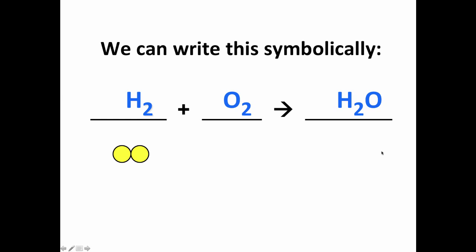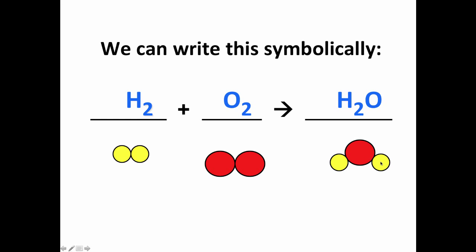We can also look at this in terms of little models of the molecules. There's a hydrogen molecule, two H atoms bonded together. Here's an oxygen molecule, two oxygen atoms bonded together. And a water molecule, H2O, is produced, an oxygen bonded to two hydrogen atoms.